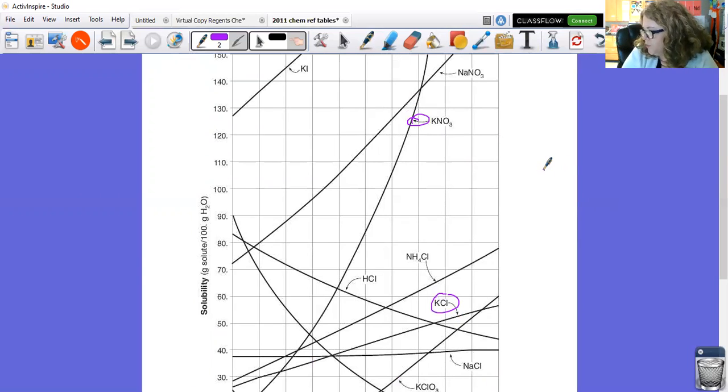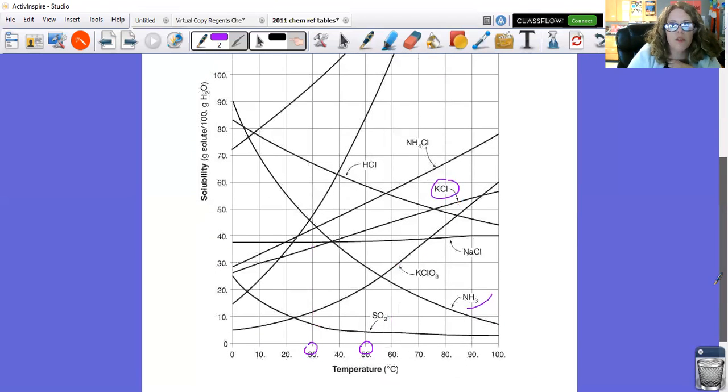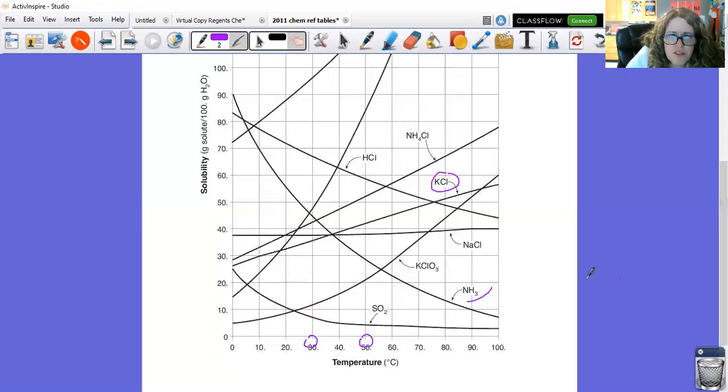And sodium nitrate, that one, and sodium chloride, which we decided it wasn't going to be it. All right, so I'm looking between 30 and 50. So between 30 and 50, I go from here to about here. That's not really that steep.